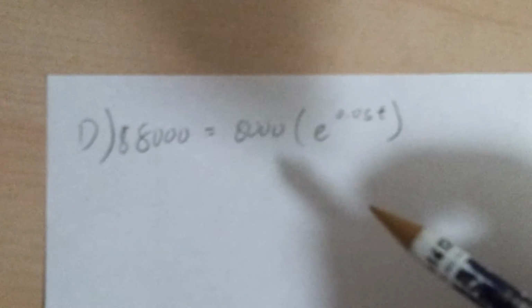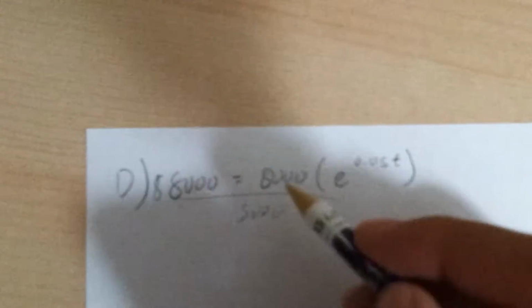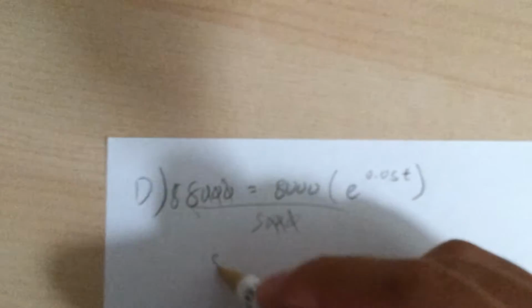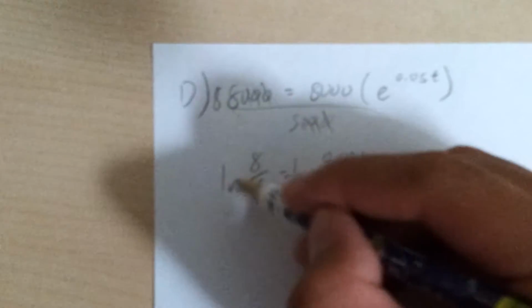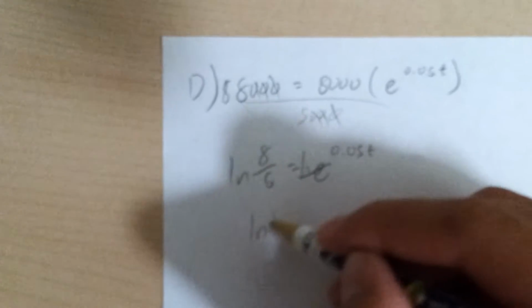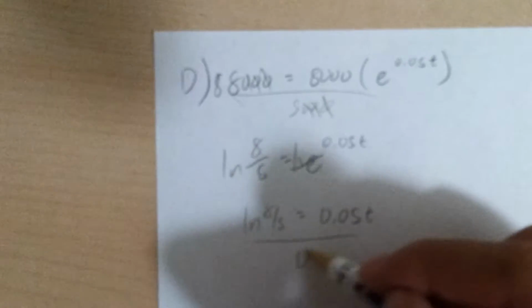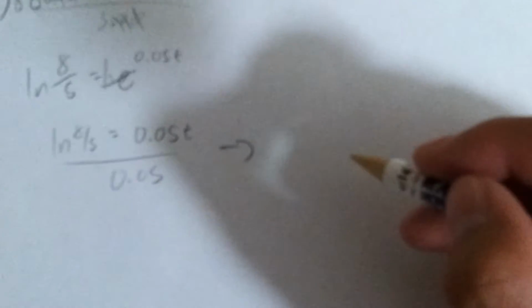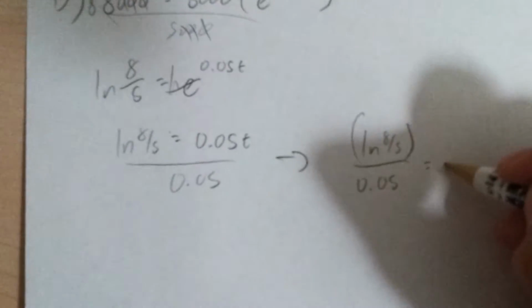Now to solve for D, we want to make $8,000, and we're given the rate, but we don't know how much time we need to leave it in our account. So to solve, we're going to do the same thing, get rid of the 5,000. The 0 cancels, leaving 8 over 5 equals e to the 0.05t. Get rid of the e by doing ln. So it becomes ln 8 over 5 equals 0.05 times t. Then divide everything by 0.05. So ln 8 over 5 divided by 0.05 equals t.